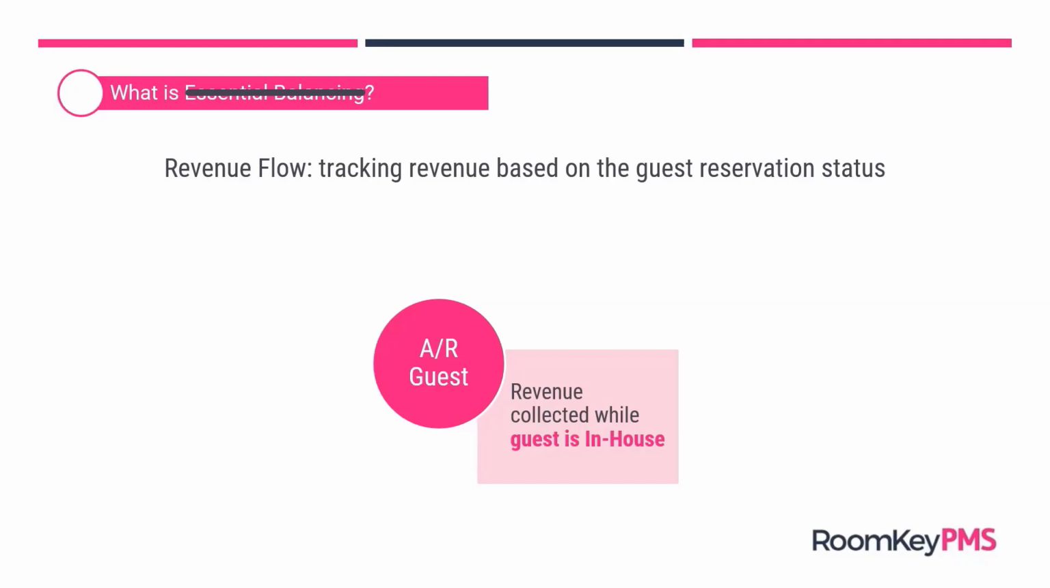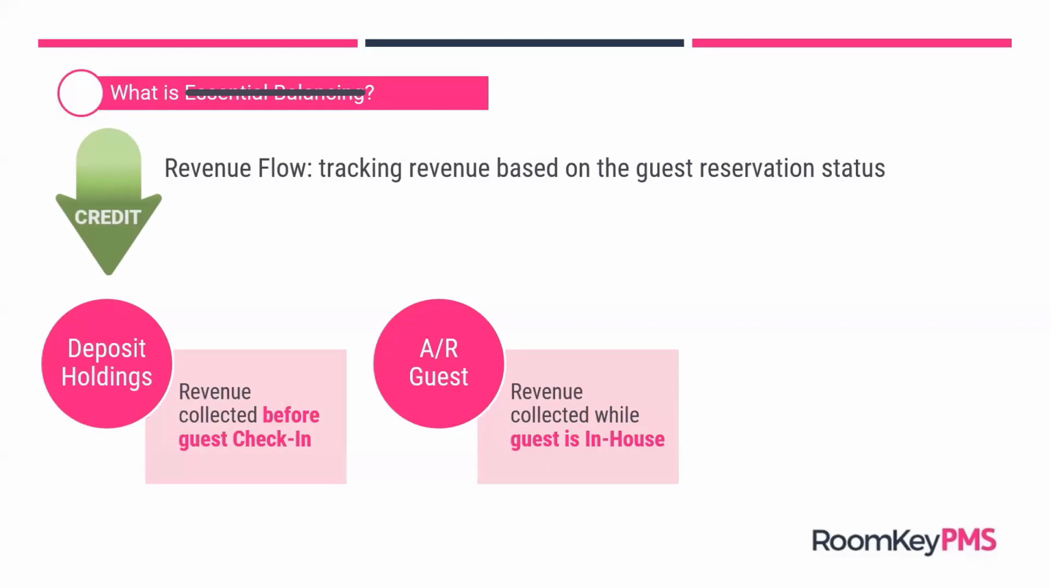Now, if you collect revenue before a guest arrives, things like an advance deposit or prepaid reservation, instead of crediting the AR guest account, that will actually go into deposit holdings. And that revenue is held for the guest checks in. Now, when the guest checks in, that deposit is transferred to the AR guest account. That happens automatically when the front desk agent clicks check-in for a reservation that has a prepayment or deposit on file.